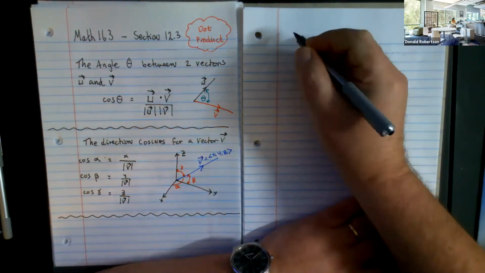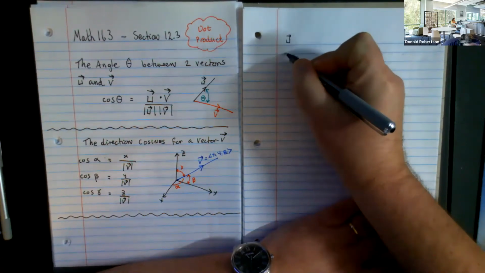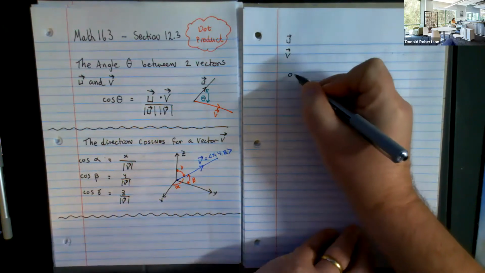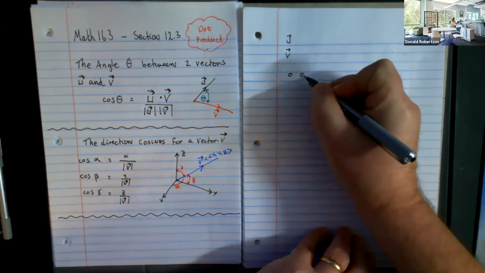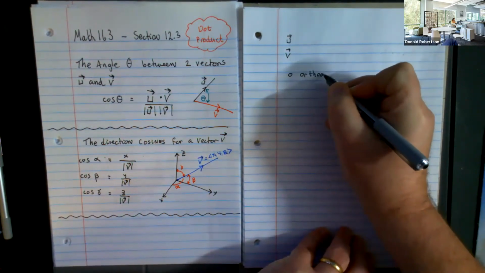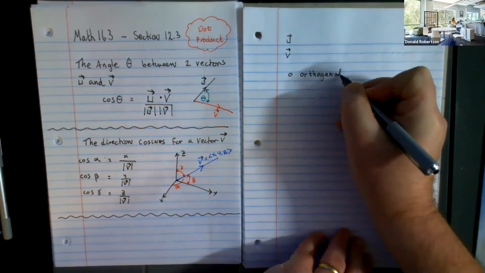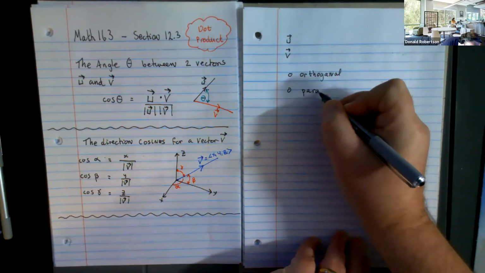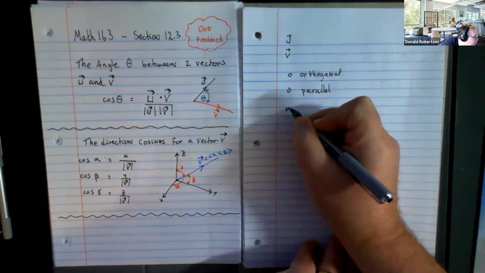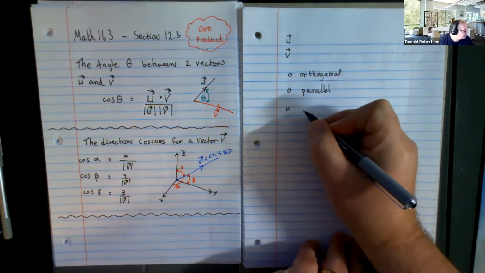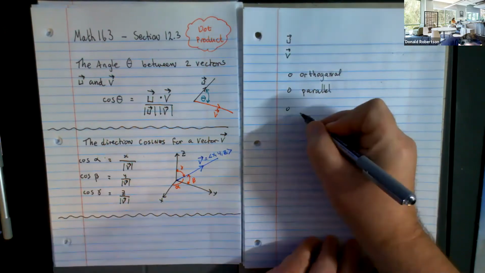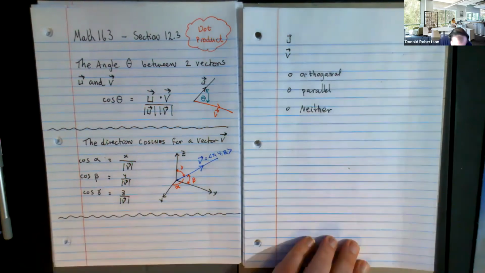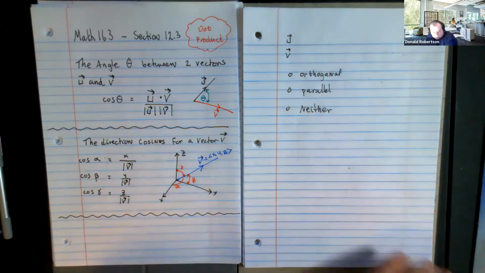If you are given two vectors, u and v, you are given three choices. First one is that they could be orthogonal. The second choice is they could be parallel. And the third choice isn't very interesting. It is neither of those two things. Okay.